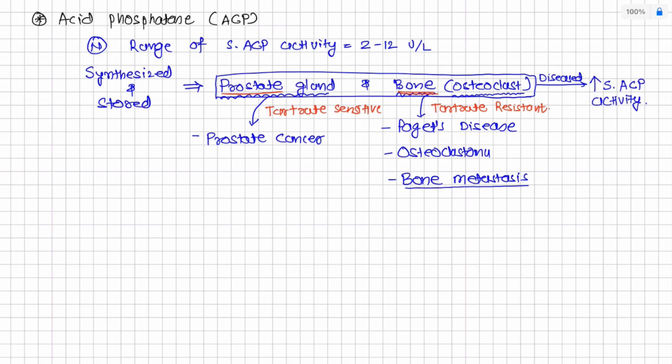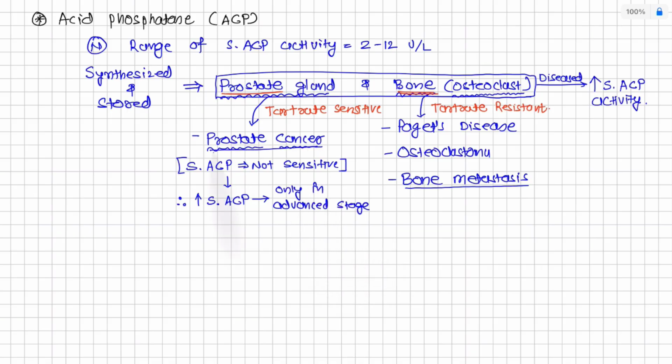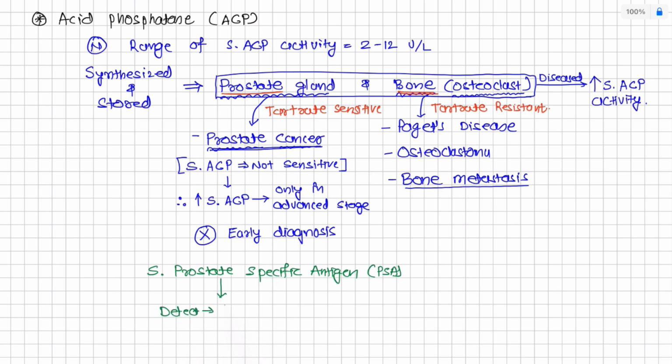And by the way, for prostate cancer, serum acid phosphatase is not a sensitive marker. So, increased serum acid phosphatase is found only in advanced stage of prostate cancer. So, we cannot use it for the early diagnosis of prostate cancer. But luckily, we have another lab test, that is serum prostate specific antigen or PSA, which can detect prostate cancer in very early stage. But remember, prostate specific antigen is not an enzyme. I have mentioned it over here just to show you that enzymes are not always the best marker. There can be other better alternative lab tests also.